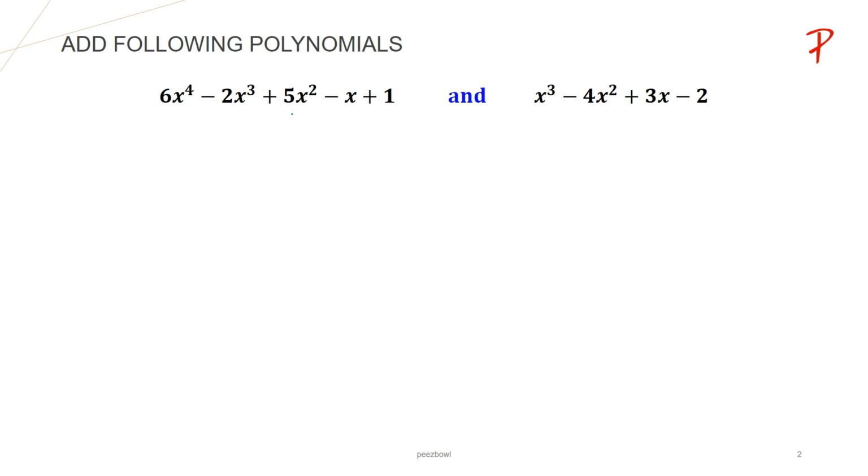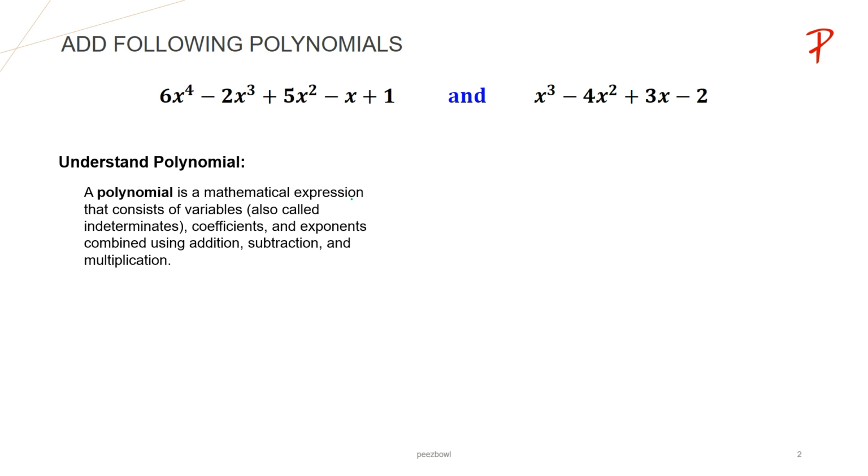Hi, in this example we are adding these two polynomials: 6x^4 - 2x^3 + 5x^2 - x + 1, and the second polynomial is x^3 - 4x^2 + 3x - 2, right? But before adding these polynomials, let us understand a little bit about polynomials.